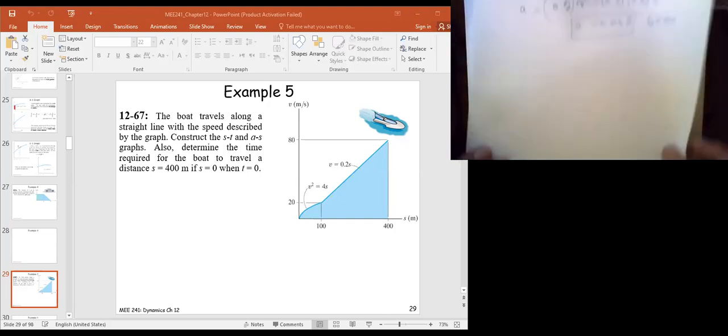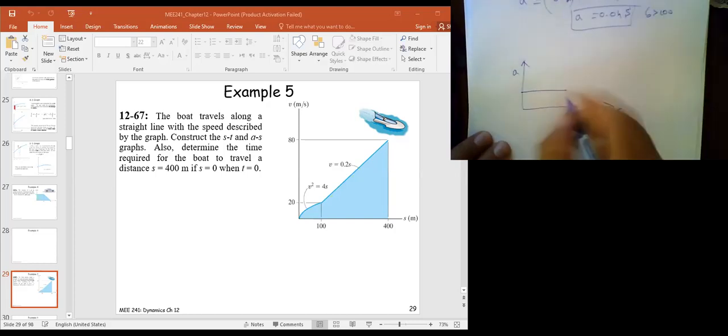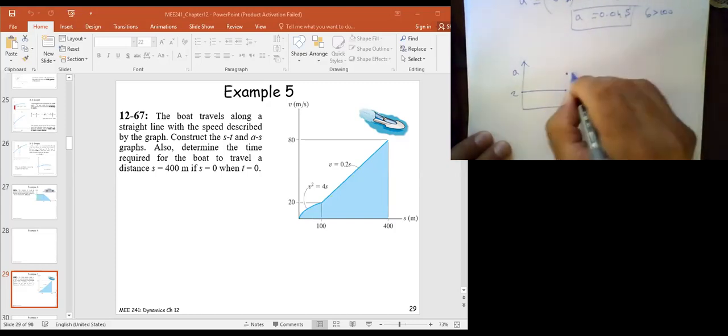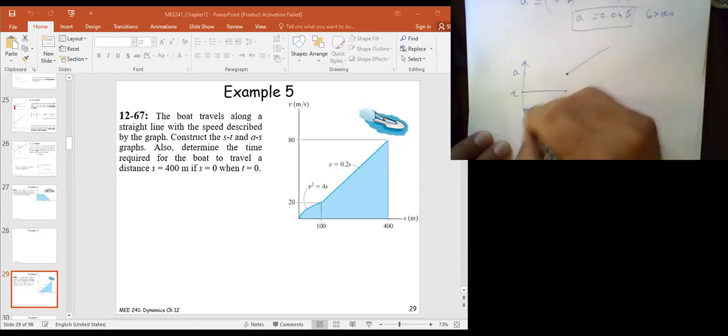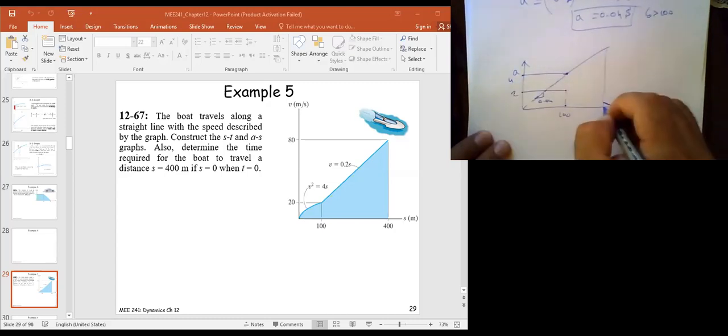Okay, let me redraw that one last time. So this is your S, this is your A. No, we're actually done. So this is 100, and that's it. This guy is 0.04, this guy is 4, and we're basically done. That is 400.